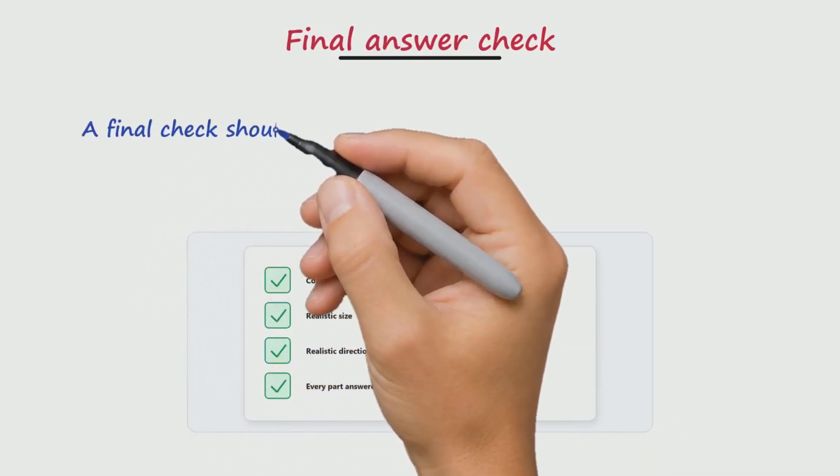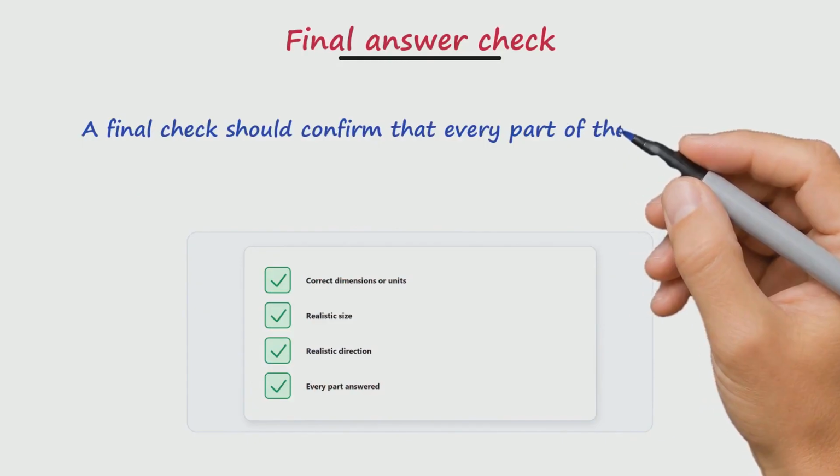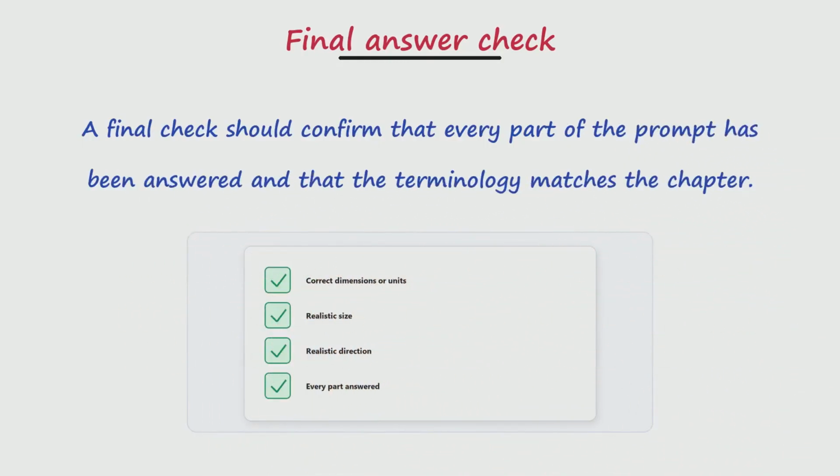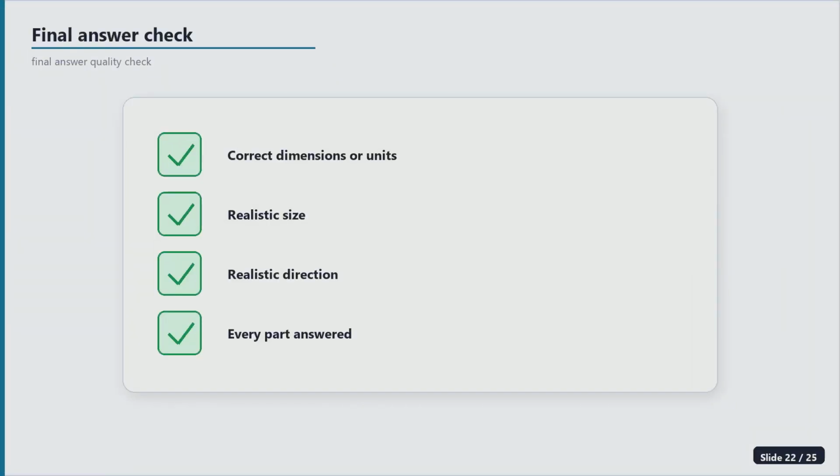A final check should confirm that every part of the prompt has been answered and that the terminology matches the chapter. Treat each checklist item as a gate. Skipping labels or units is how marks disappear even when the idea was right.